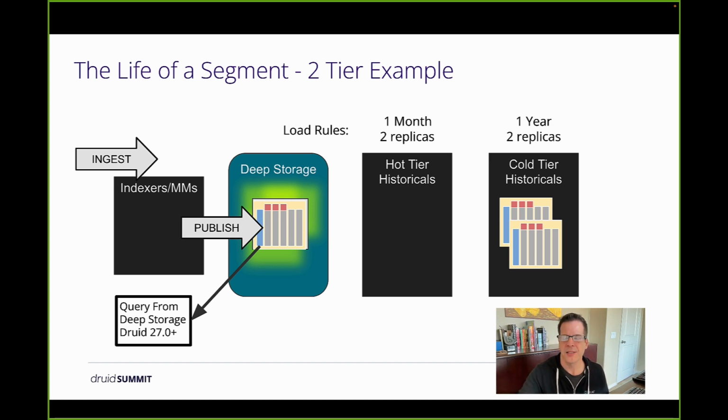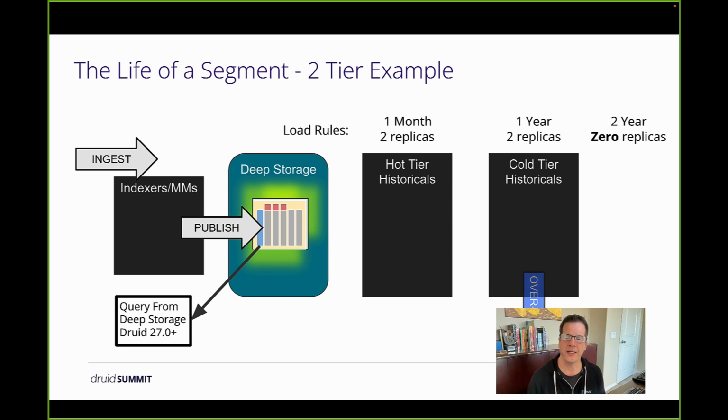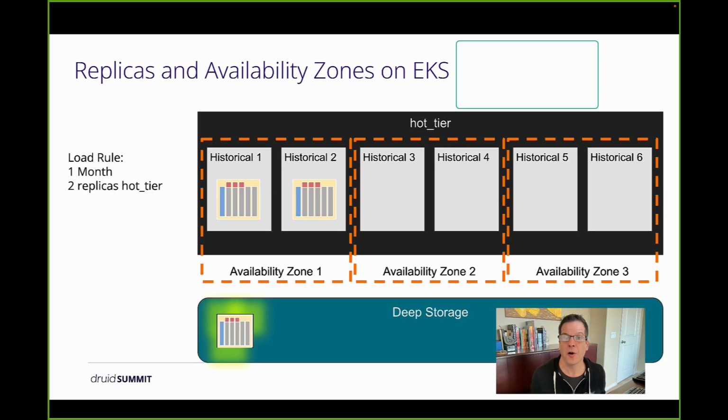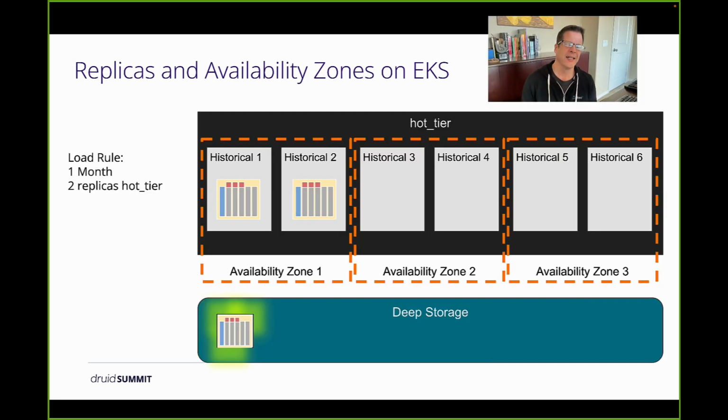A year passes, and now they're considered over-replicated. They're still available in deep storage. They're still queryable from deep storage at this stage. And another year passes, and now we want to drop it, right? So at that stage, we'll end up removing it from deep storage, and it won't be queryable anymore from MSQ either. So that's sort of the whole life cycle given that set of rules.